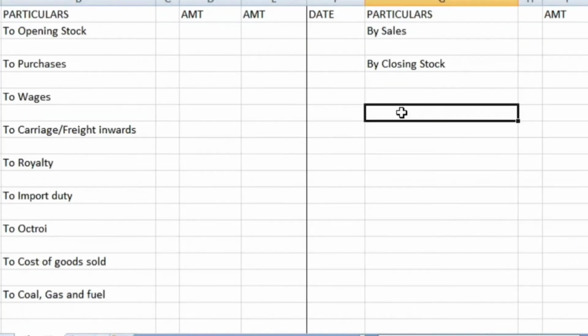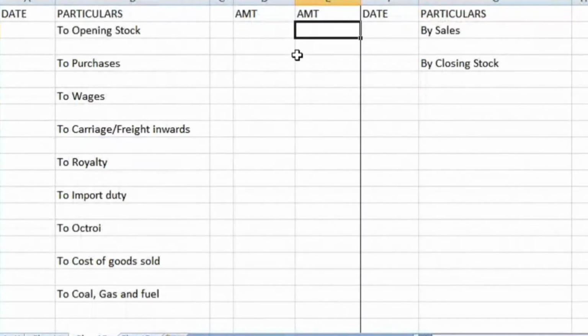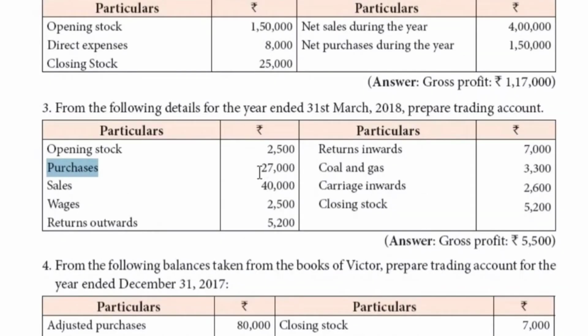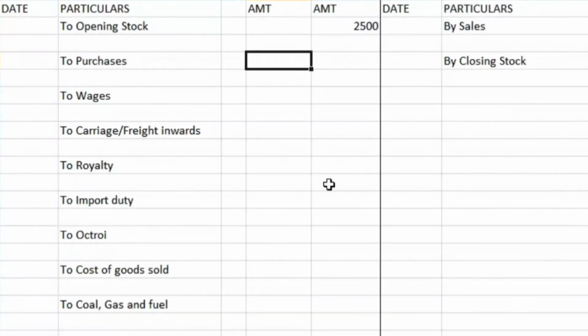Let's go to the sum and pick out the item's value and put it here. So the first item, opening stock, is 2,500. So come back here, debit side first item 2,500 opening stock. And the sum is purchases 27,000. I told you, always when you're looking for purchases in the sum, see whether you have purchase return or the other terms which they use for purchase return, that is return outwards. So first go and write off purchases in the inner column because we have to deduct return outwards.